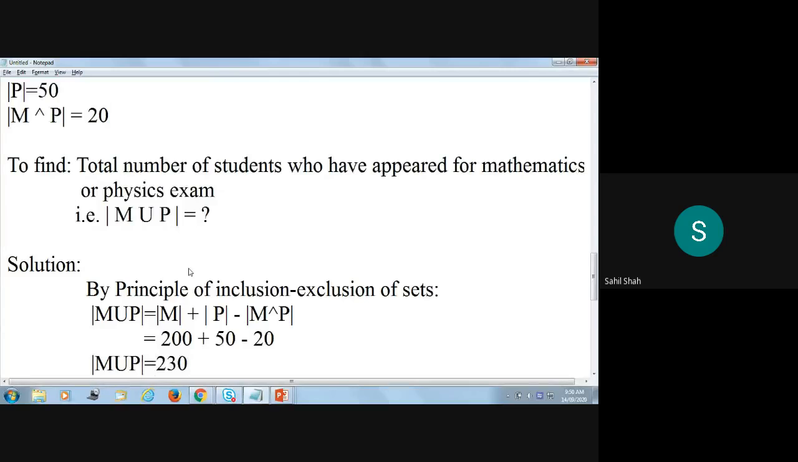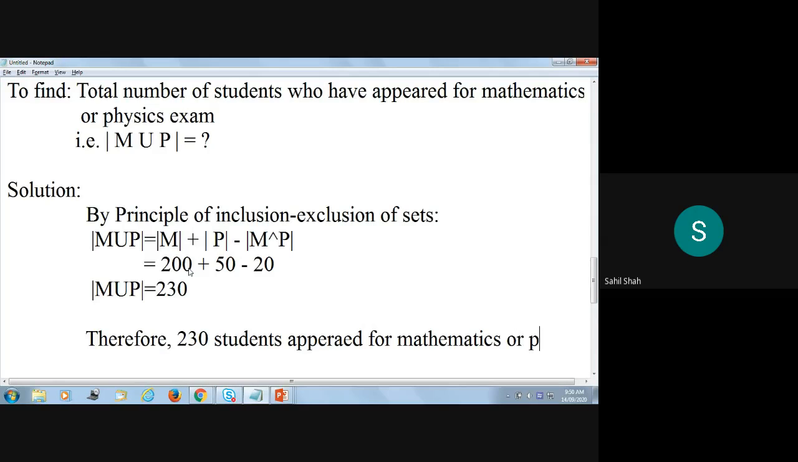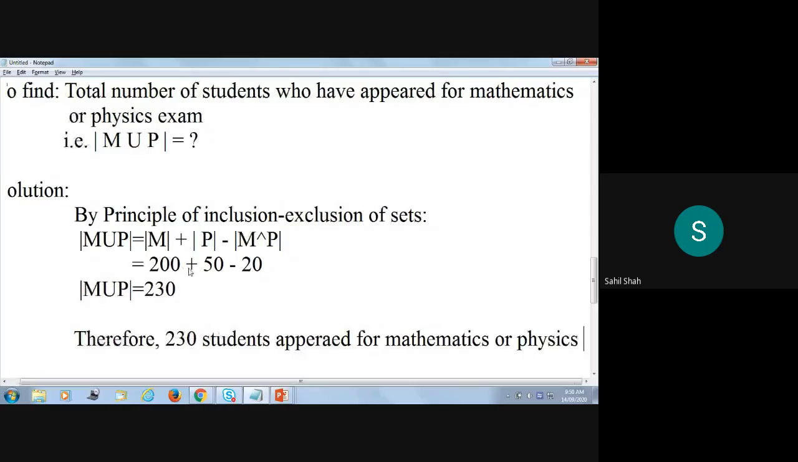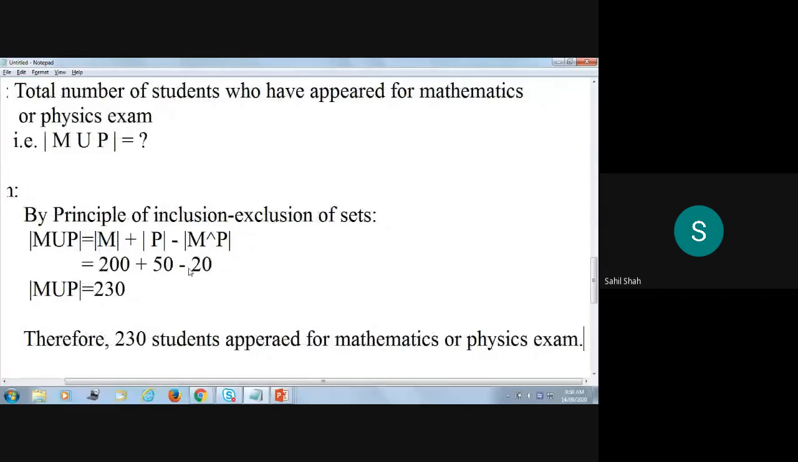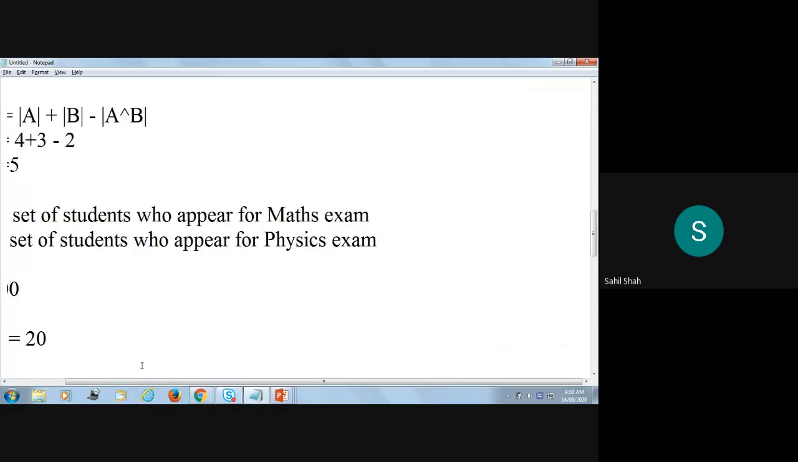I have seen that students are writing only this. No, you are supposed to write, therefore, 230 students appeared for mathematics or physics exam. I'm expecting the solution in this manner for each and every problem, either in examination or the assignments.